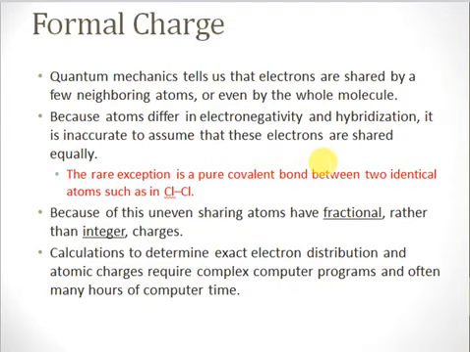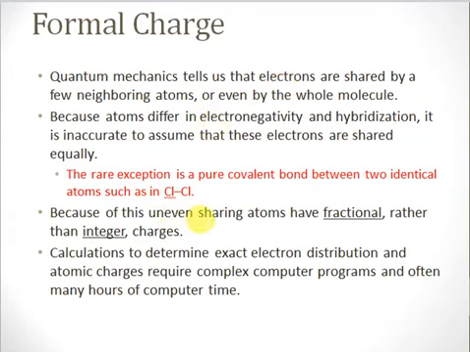A pure covalent bond exists only when the bond is between two same atoms. For example, if the bond is between chlorine and chlorine, both of these are identical atoms, so this is 100% covalent bond, and in that case the electrons are shared equally, right? Otherwise, if the atoms are different, then electrons are never shared equally.